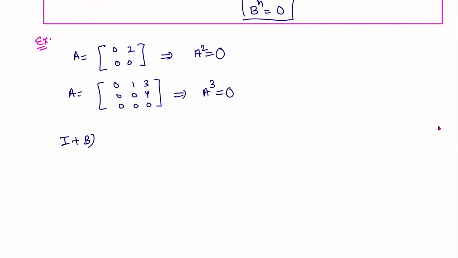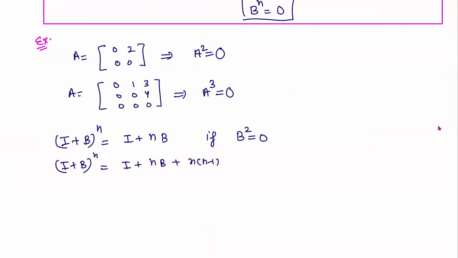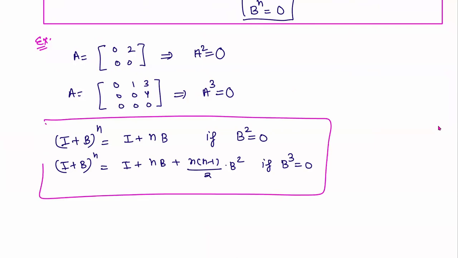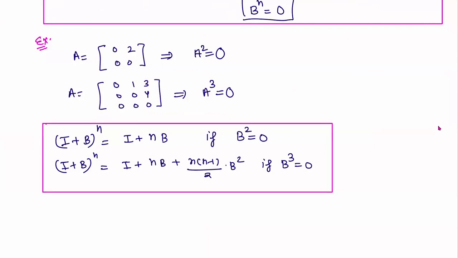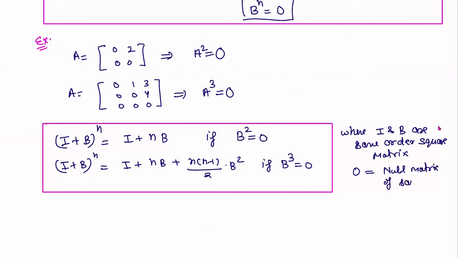I am trying to say: (I plus B) power n is I plus n into B, if B power 2 is O. And (I plus B) power n is I plus n into B plus n(n minus 1)/2 into B power 2, if B power 3 is O. That is the binomial expansion, where I and B are commutative square matrices of the same order, and O is a null matrix of the same order. Correct?